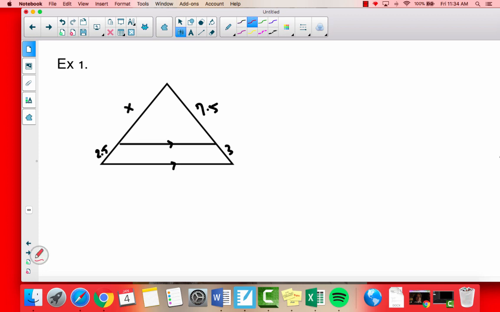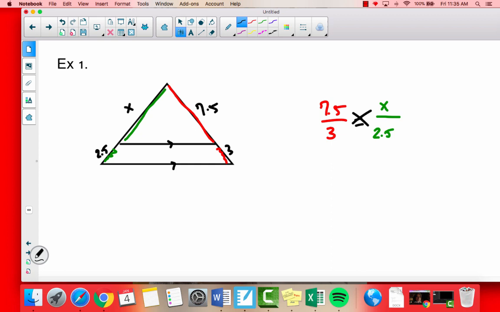Because we have those parallel lines, we can go ahead and set up a proportion. So remember, we take the long side here, so 7.5, over the short side, so over 3, and then make it equal to the other side. So the long side on the left, that would be the X, over the short side on the left, so 2.5. And if you remember from the previous sections, when you have a proportion, you have to cross multiply.